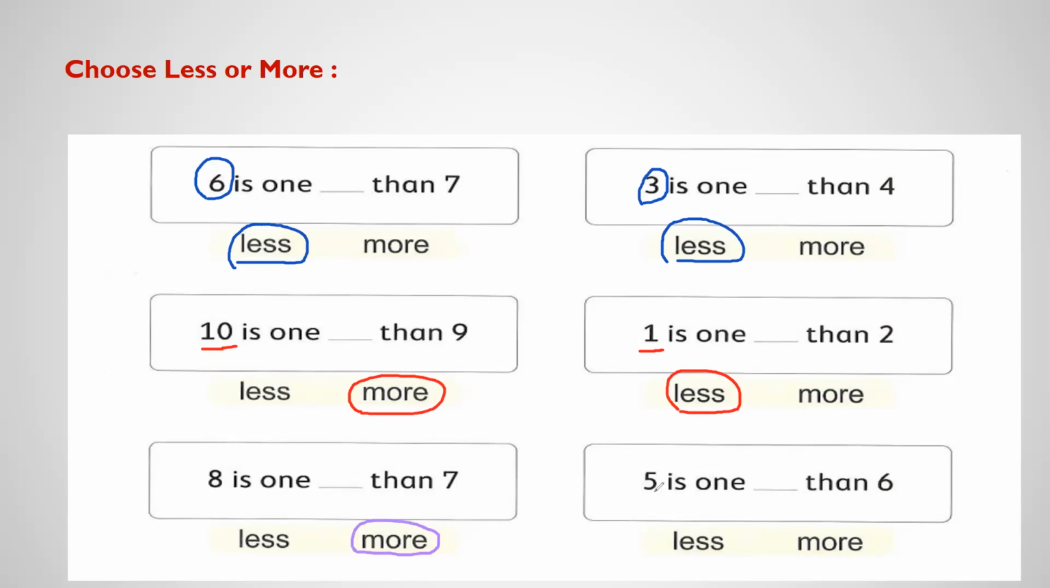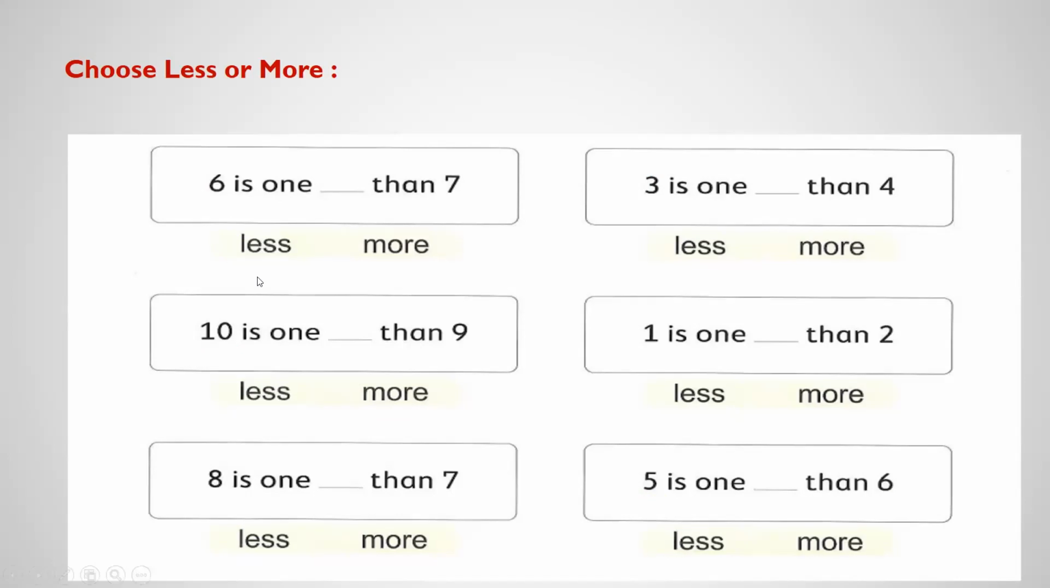The last one, 5 is 1 less or 1 more than 6. Look at number 5. 5 is the small, and we said small means less. So 5 is 1 less than 6. So less means small, more means big.